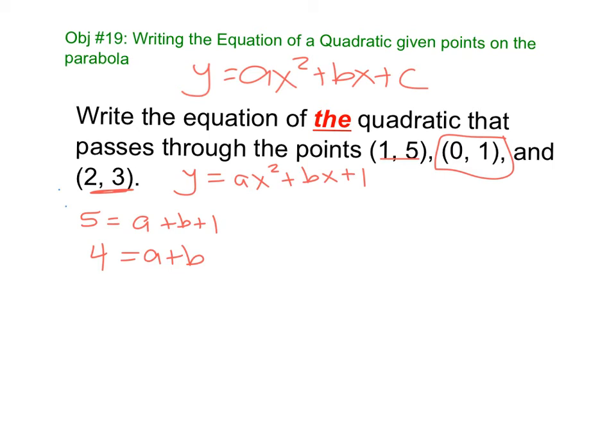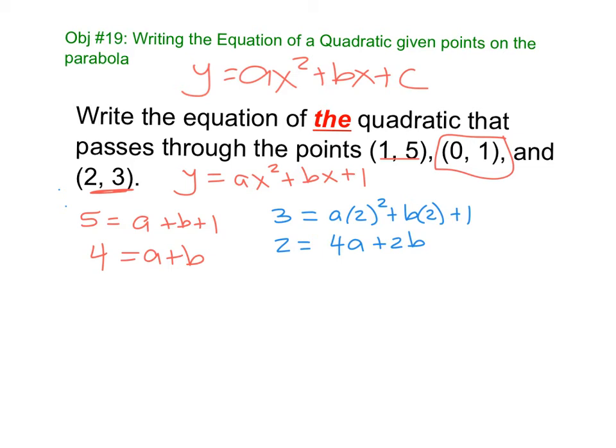All right, so 3 equals a times 2 squared plus b times 2 plus 1. I'm going to bring the 1 to the other side, so 2 equals 4a plus 2b. What do we have here? We have a system of equations, and this is why we reviewed this in the beginning of the year.